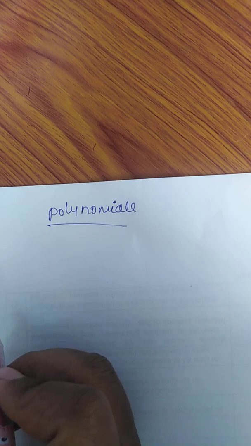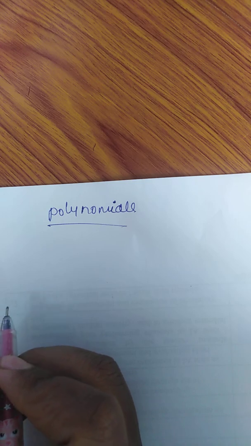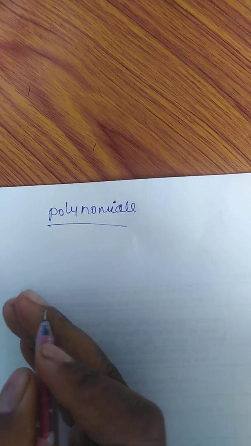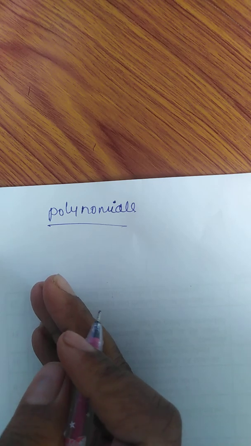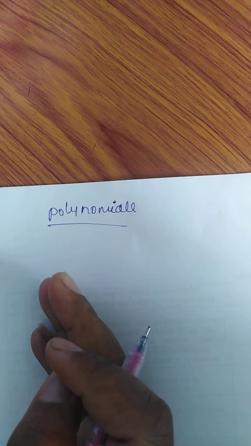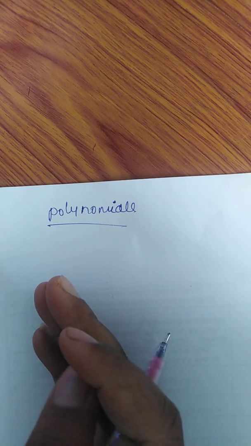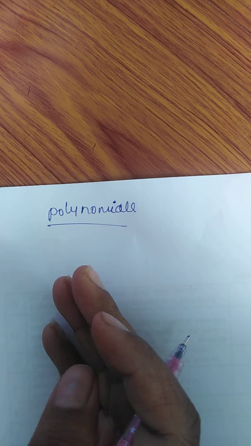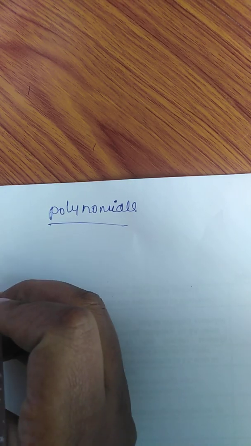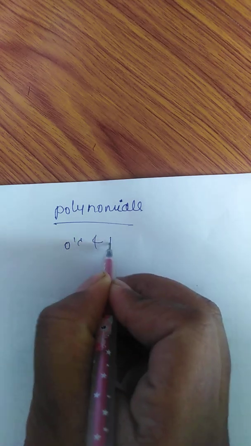A polynomial means we can represent the 0 and the 1. If the value is there, we represent it as 1. If the value is not there, we represent it as 0. We show this by the position of the bit. That is called a polynomial. A polynomial can be represented with zeros and ones.